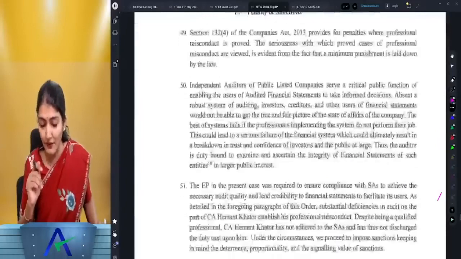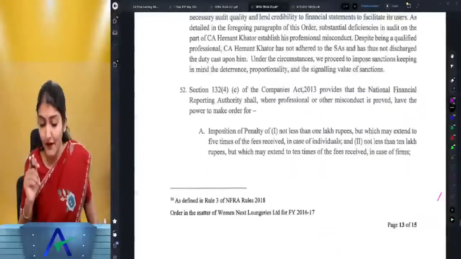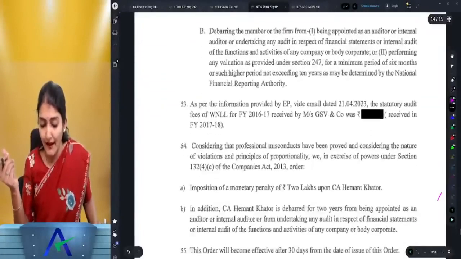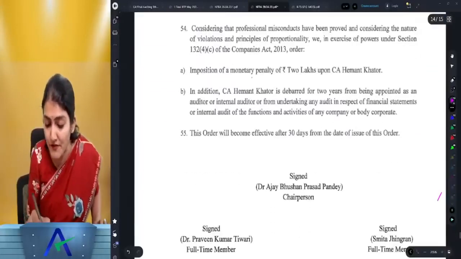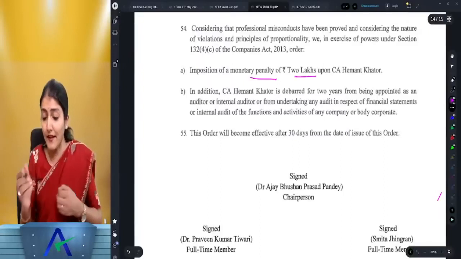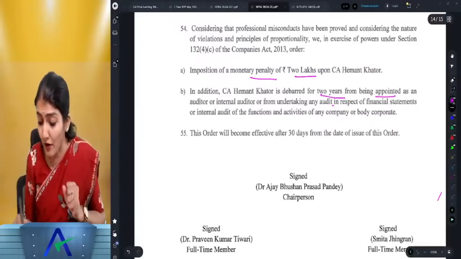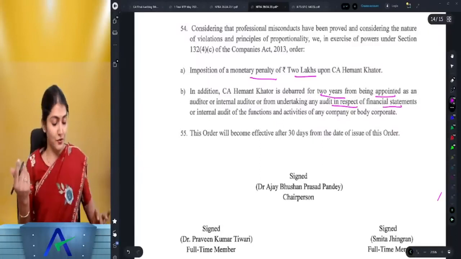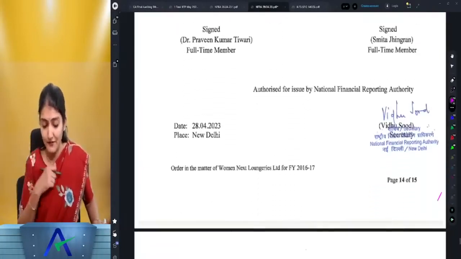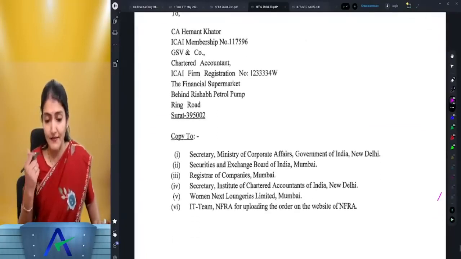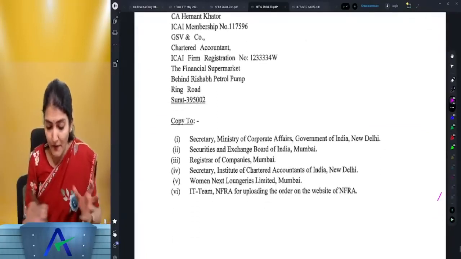And then this is the order which has been passed against the auditor. Impose a penalty of not less than 1 lakh, which may extend to so much amount. And then the penalty imposed is a monetary penalty of 2 lakh rupees, and he is debarred for 2 years from being appointed as an auditor or internal auditor or from undertaking audit of any institution or financial activities of any body corporate, right? So these are the actions which are taken against the chartered accountant, and then the copies have been marked to all of this.